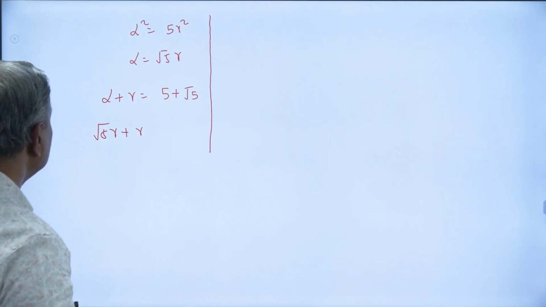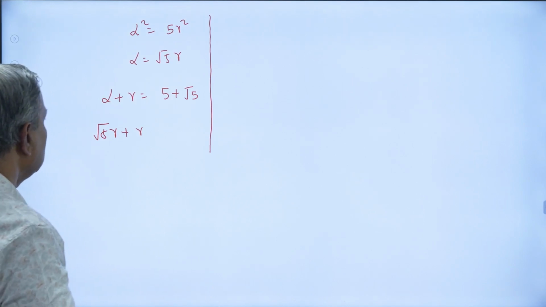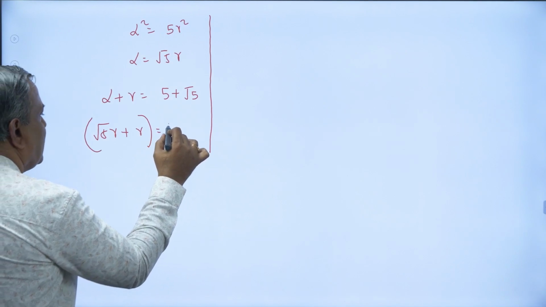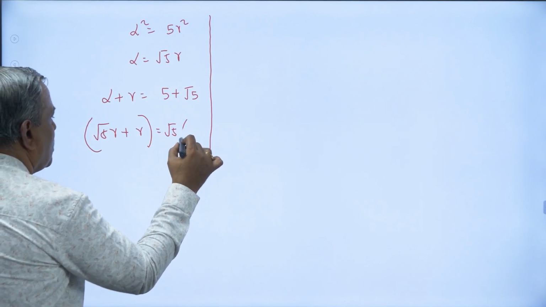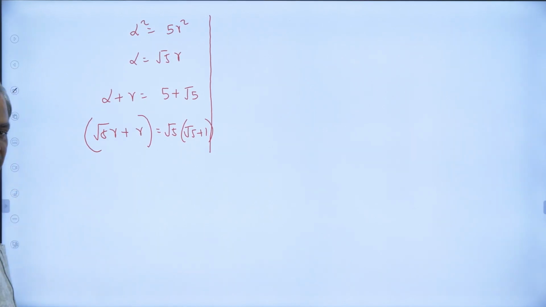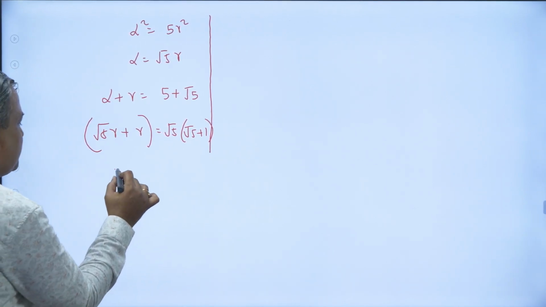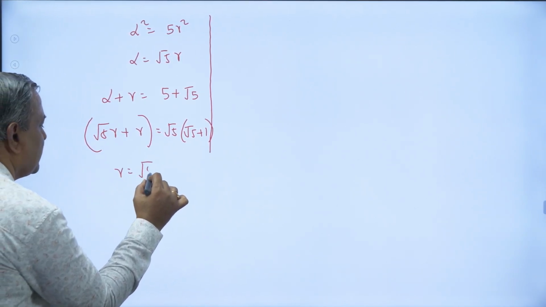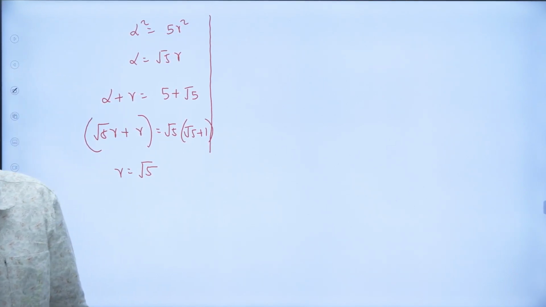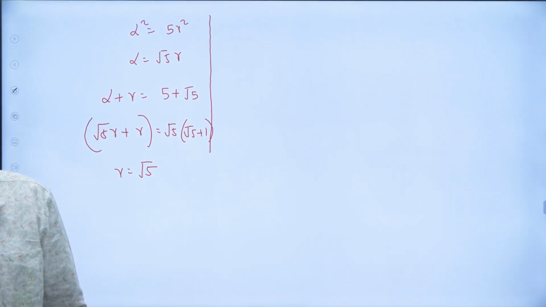Alpha square is equal to this one. We calculate, root 5 common, so we get root 5 plus 1. So from this what do we get? R is equal to root 5. So the R value, the radius value, we got: R is equal to root 5.